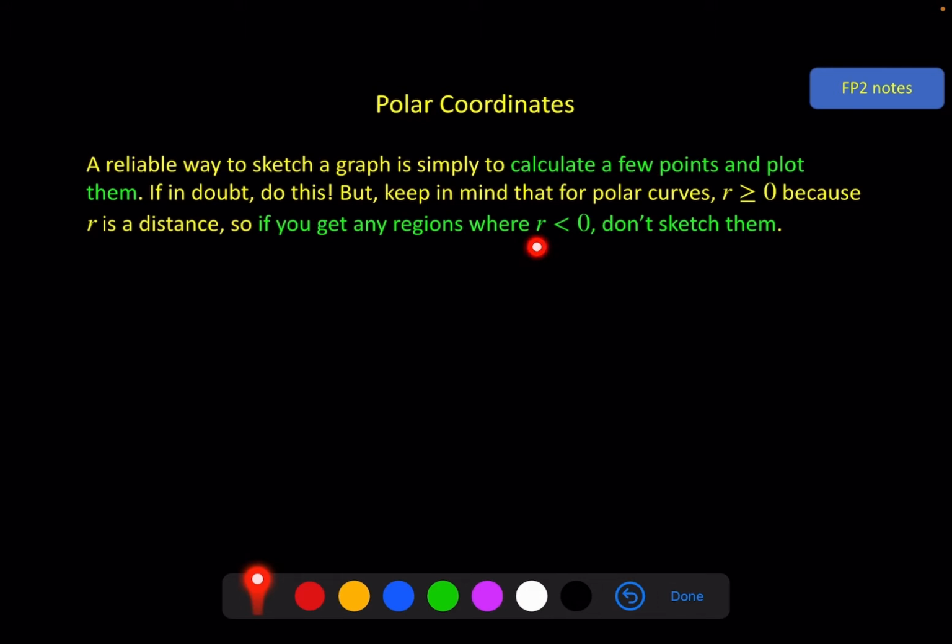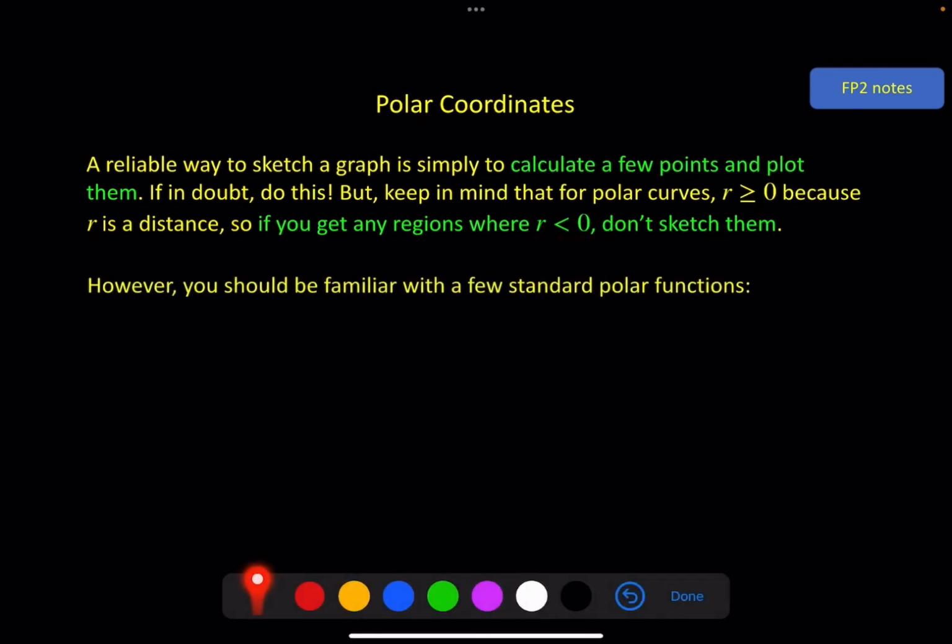This is particularly important to remember because if you've got a graphing app of some sort that you use to help you do these, or to understand them, your graphing app will probably sketch these regions by taking the absolute value of r. So plotting some of these graphs on a graphing app will make them look very different to what your examiner will expect you to plot in an exam. Where r is less than 0, do not sketch those sections. So, if in doubt, plot a few points, ignoring any where r is less than 0.